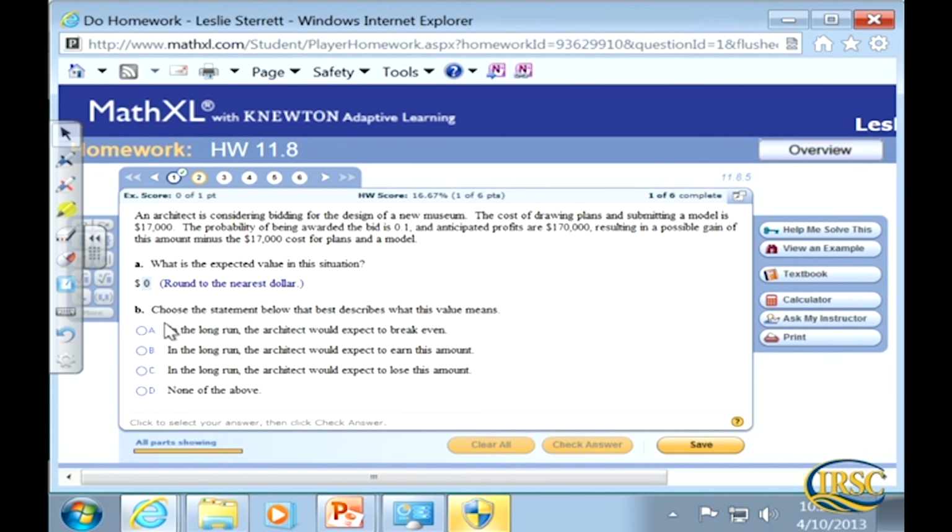Well done. And now it wants you to choose the correct statement for what this means. Okay, so you have choice A, B, C, D. We'll do choice 1, 2, 3, and 4, and I'll read them out to you if it's a little small. So choice 1, in the long run, the architect would expect to break even. Choice 2, in the long run, the architect would expect to earn this amount. Choice 3, in the long run, the architect would expect to lose this amount. And choice 4, none of the above. Okay, so 1, 2, 3, or 4. And I see a majority with 1.